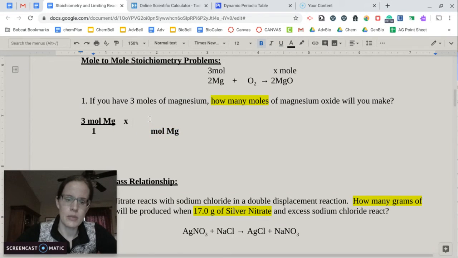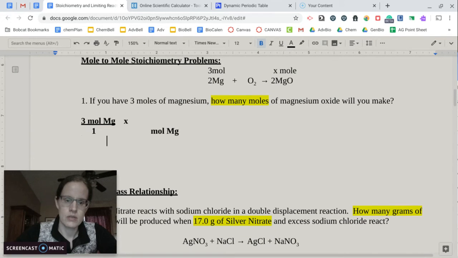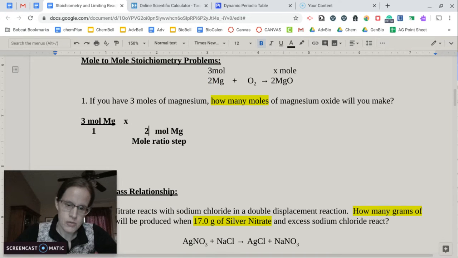So this is our new step. This is our mole ratio step right here. You can label it in your notes. This is where we're pulling those numbers from the balanced chemical equation. So for every 2 moles of Mg, we make 2 moles of MgO. 2-to-2 ratio. You don't have to simplify. You can just use the numbers that they give you. You get the same answer either way.